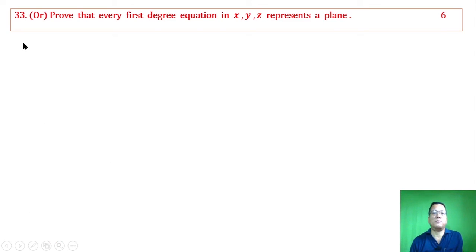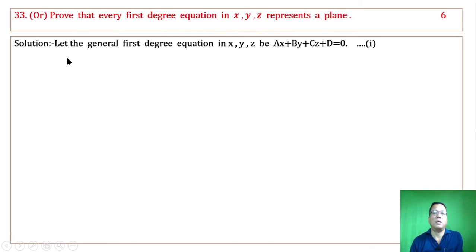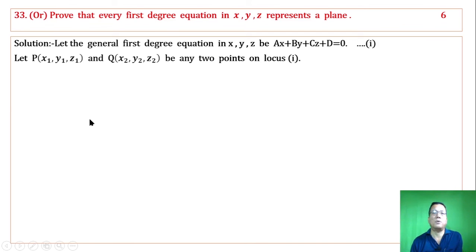Question number 33. Prove that every first degree equation in x, y, z represents a plane. Let the general first degree equation in x, y, z be ax plus by plus cz plus t equal to 0, which is equation 1. Let P, whose coordinates are x1, y1, z1, and Q, whose coordinates are x2, y2, z2, be any two points on the locus 1.